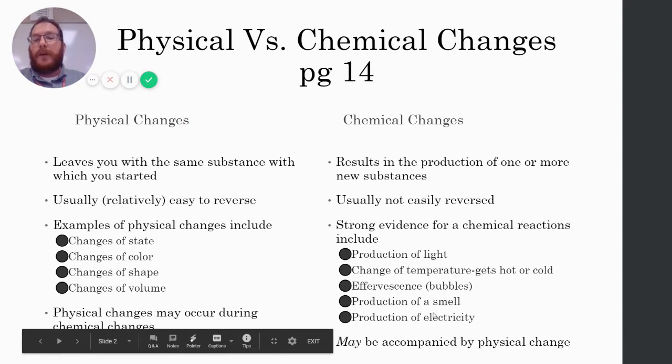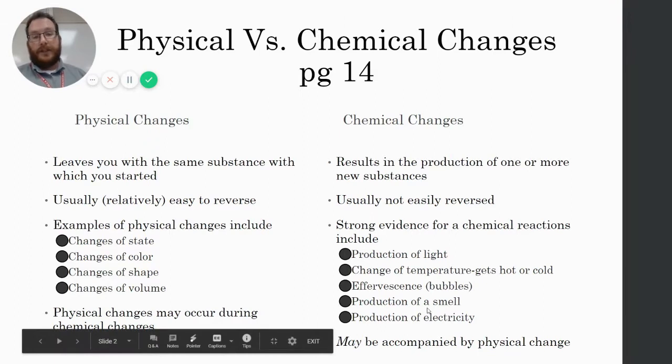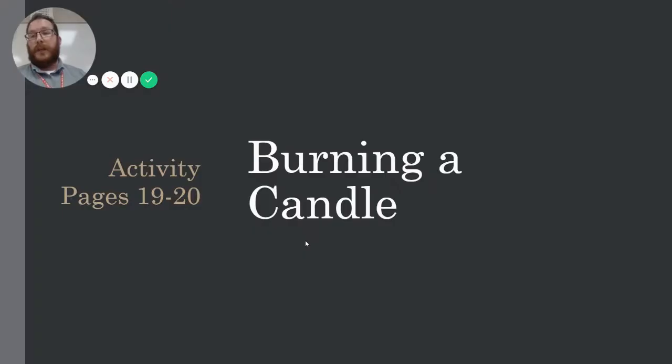The production of a smell or the production of electricity, right? And I say production of electricity, not that it conducts electricity, because water can conduct electricity, but the battery acid in your AA batteries, right? That is the production of electricity. Now, these two things can happen simultaneously. So for any given process, you could end up with physical changes as well as chemical changes. And that's actually where this activity comes from.